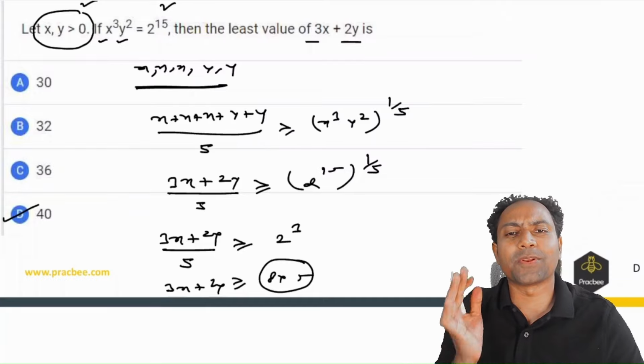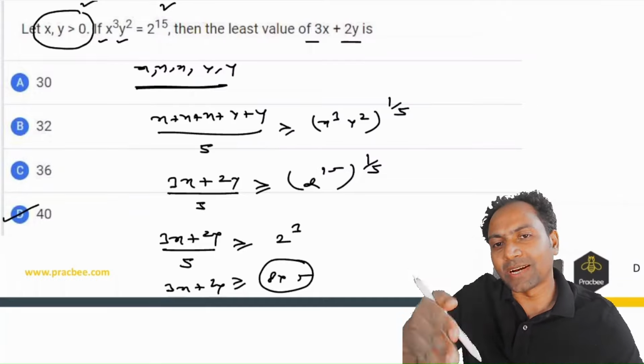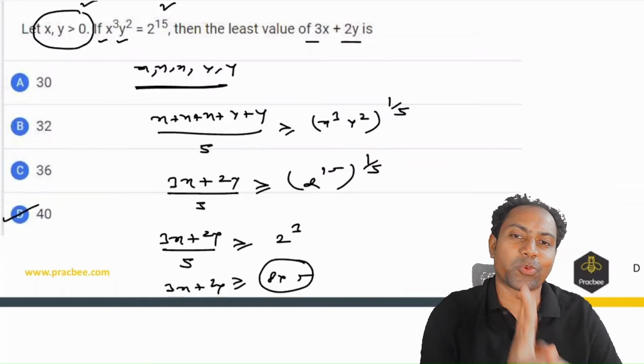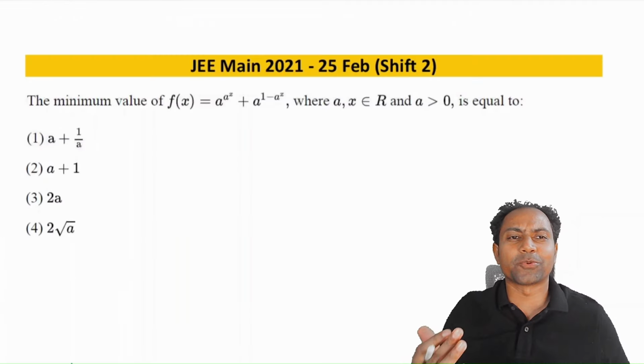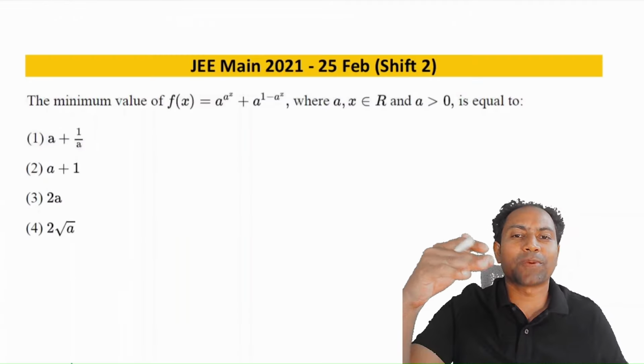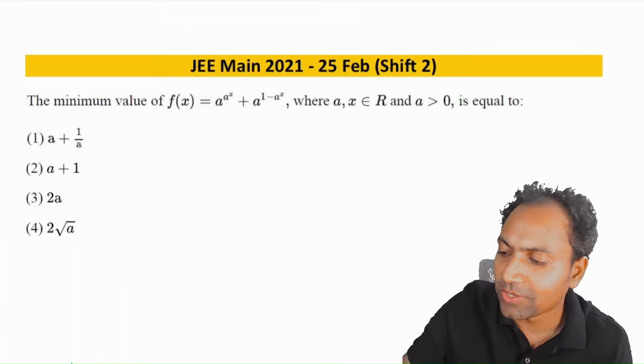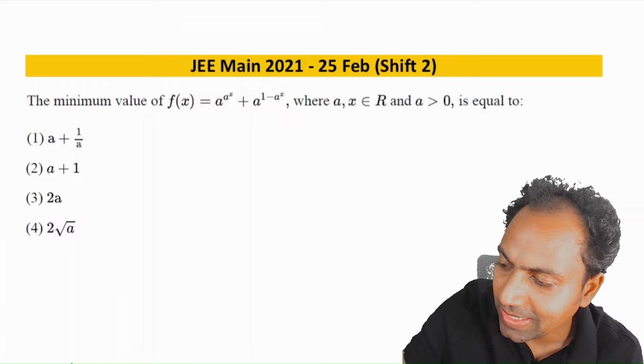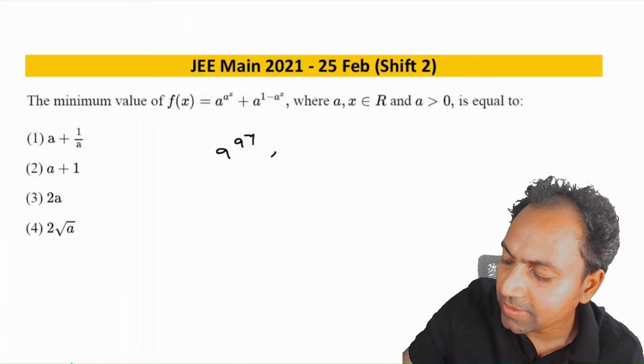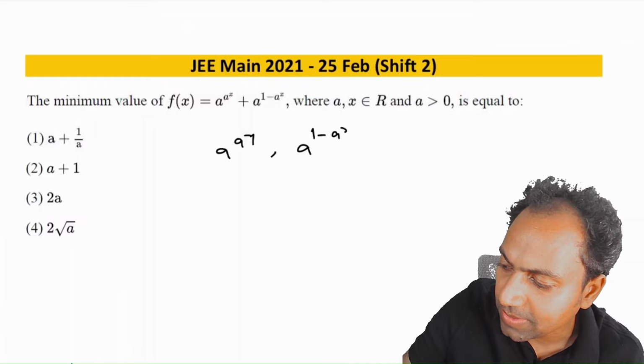So quite a simple question, but this idea of weighted AM-GM, the same thing getting repeated again, has been asked in JEE twice. Now again, a very simple question. Now if you look into a raised to the power x, obviously the quantities are positive. So again, we can apply AM is greater than or equal to GM between a raised to the power x and another quantity, a raised to the power 1 minus a raised to the power x.